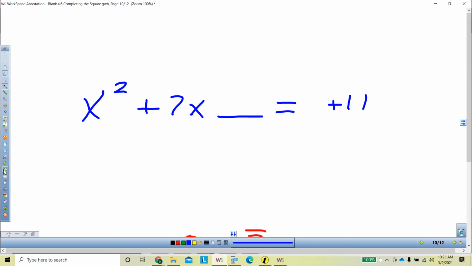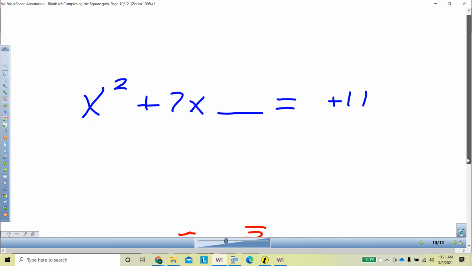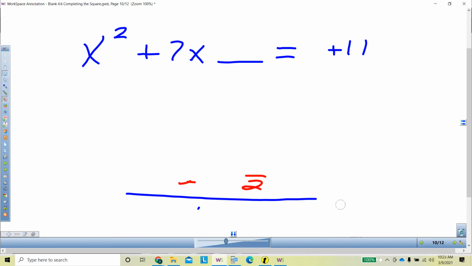All right, so now we have one with an odd b term. And you'll just be mildly impressed at how this thing works.